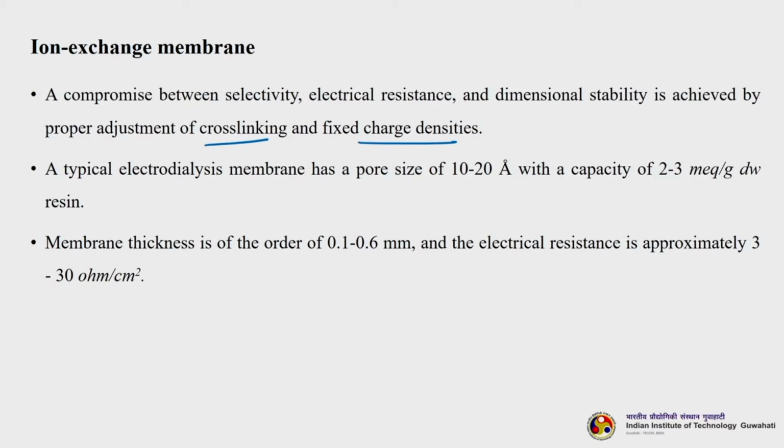A typical electrodialysis membrane has a pore size of 10 to 20 angstrom with a capacity of 2 to 3 milliequivalent per gram dry weight resin. So, membrane thickness is of the order of 0.1 to 0.6 millimeter and the electrical resistance is approximately 3 to 30 ohm per centimeter square.